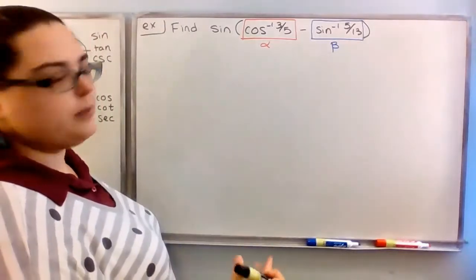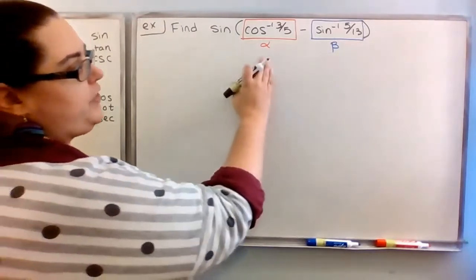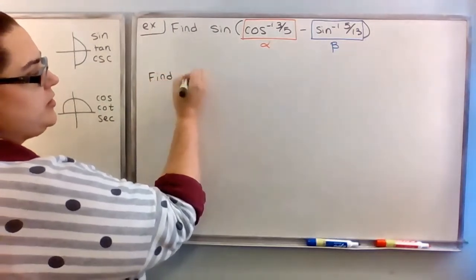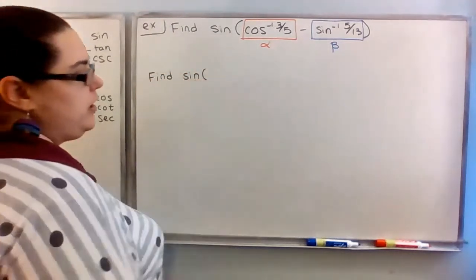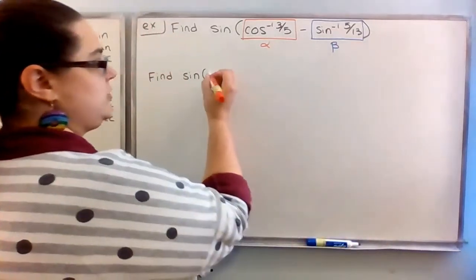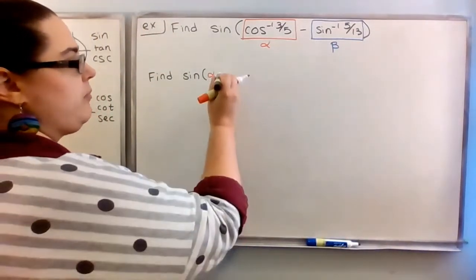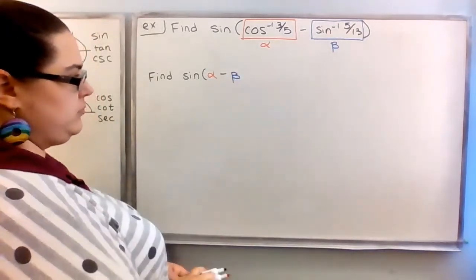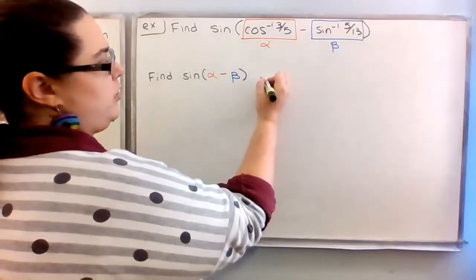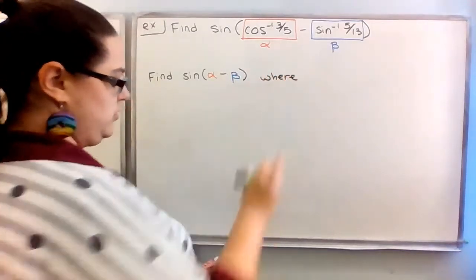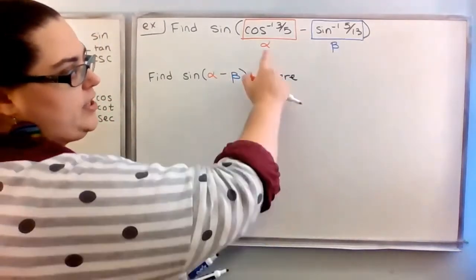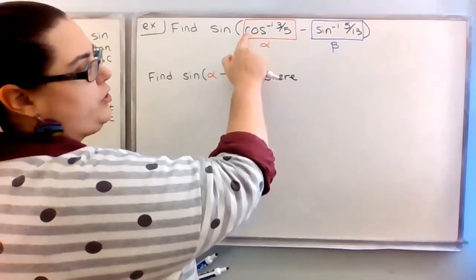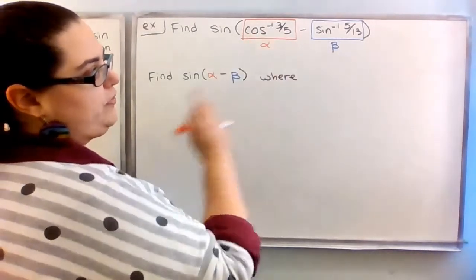So this problem is really finding sine of alpha minus beta, where alpha is coming from this inverse cosine. That means that we're going to have cosine of alpha equaling 3/5.